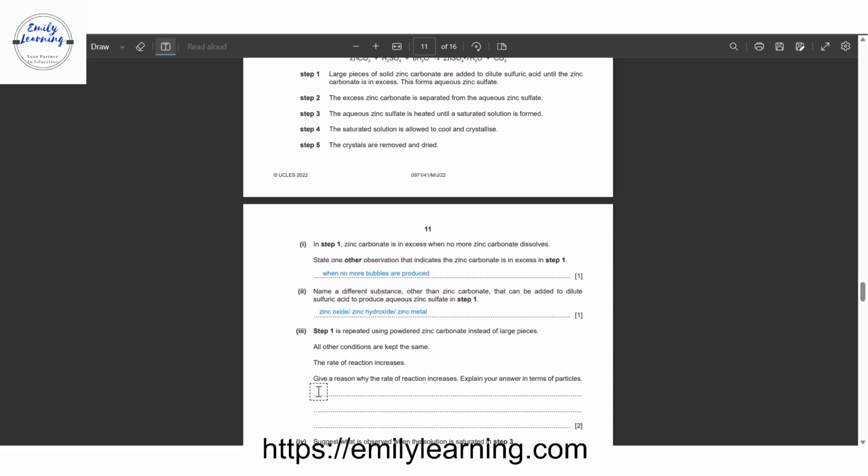So you talk about the powdered zinc carbonate has a larger surface area than the large pieces. So you will have more collisions per unit time, or frequency of collisions between reacting particles increases. Okay, therefore the rate increases. So talk about the powdered zinc carbonate has a larger surface area than large pieces of zinc carbonate. Then next you talk about with a larger surface area, frequency of collisions between reacting particles increases, increasing the rate of the reaction.